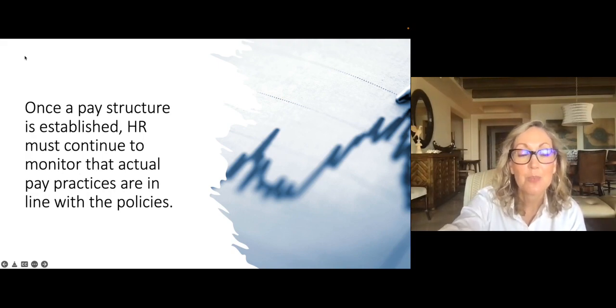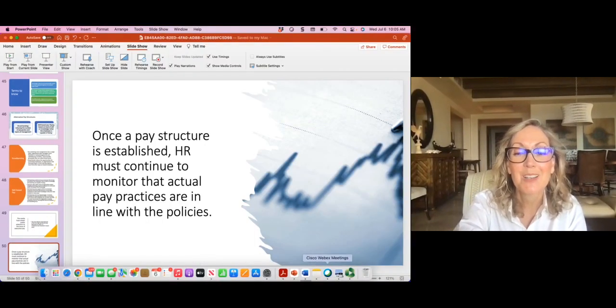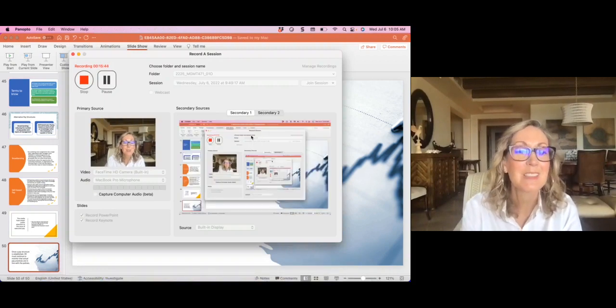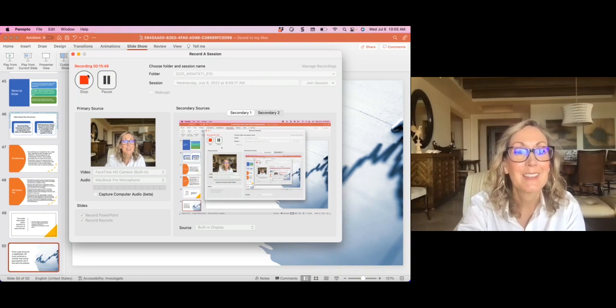So that is pay structure. You have reached the end of this topic. In the next topic, we're going to talk about incentives and bonuses and merit pay and all the fun stuff regarding that. So stay tuned for our next module on incentives.